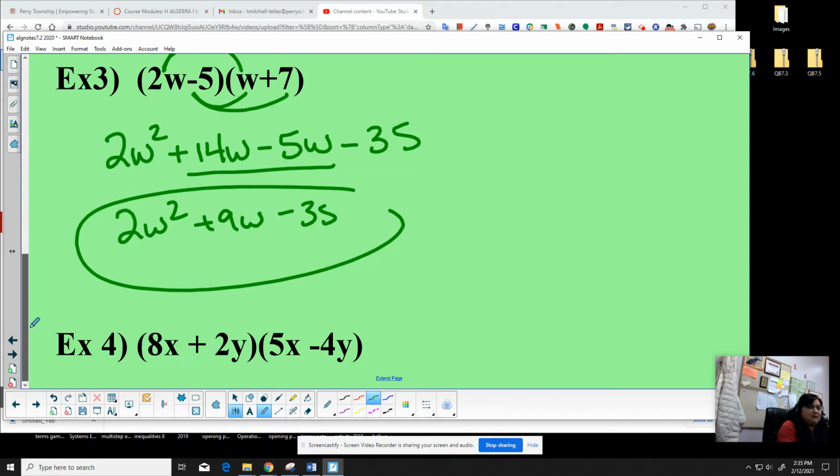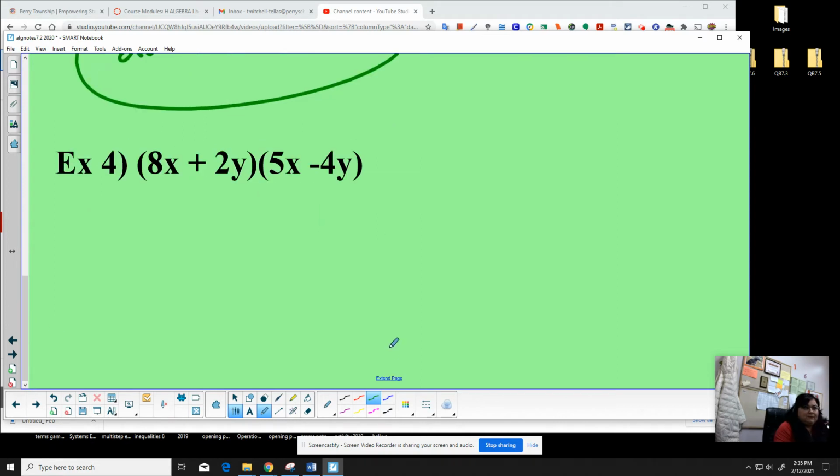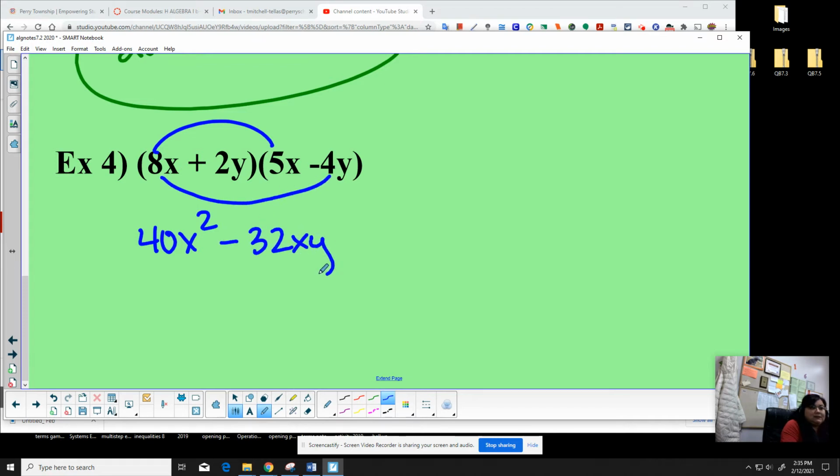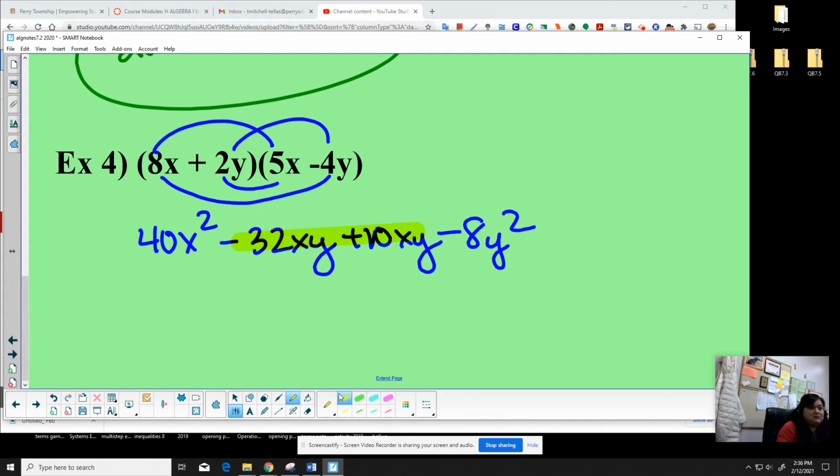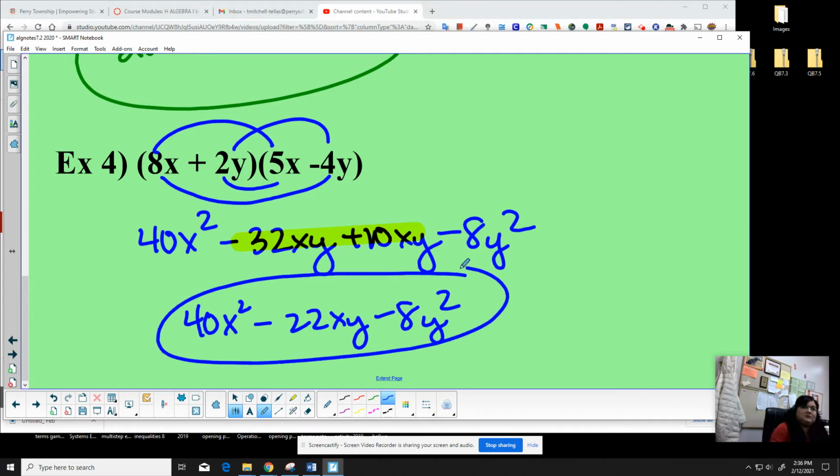Okay. All right, number 4, it's got multiple letters in it. We've got an x and a y, but we still do the same procedure. So let's do first. So 8x times 5x is 40x to the second power. And 8x times negative 4y is negative 32xy. And then positive 2y and positive 5x would be positive 10xy. And then last would be negative 8y squared. And then again, I can combine the middle two terms. So that's going to be 40x squared minus 22xy minus 8y squared. That's my answer.